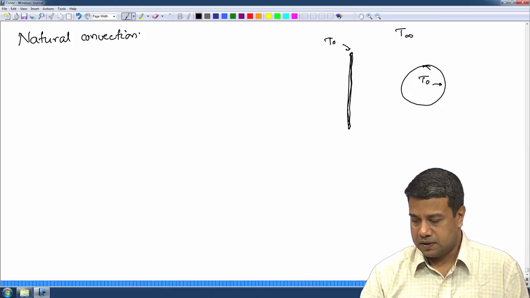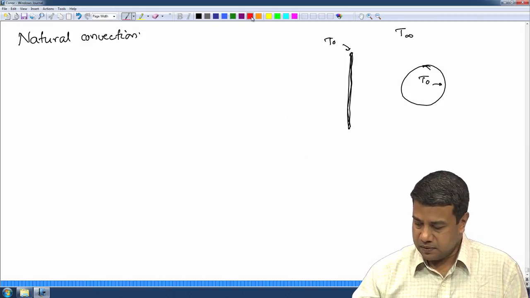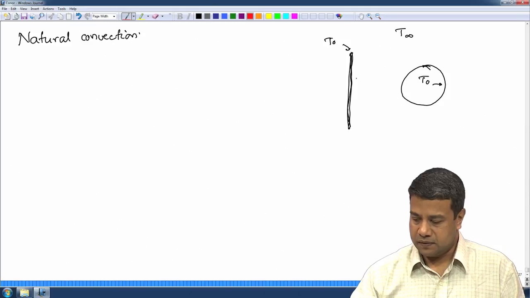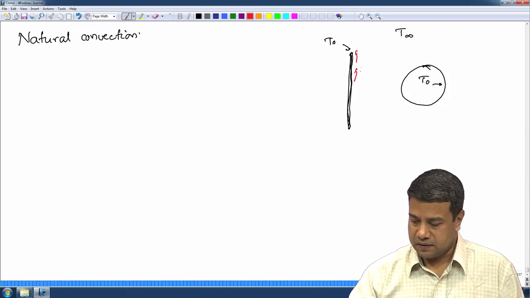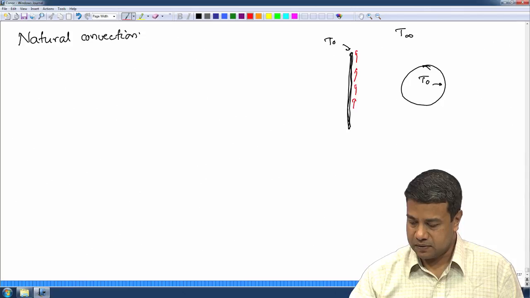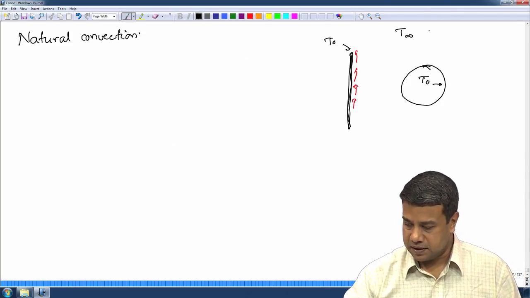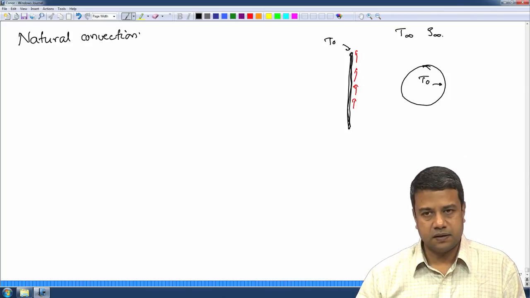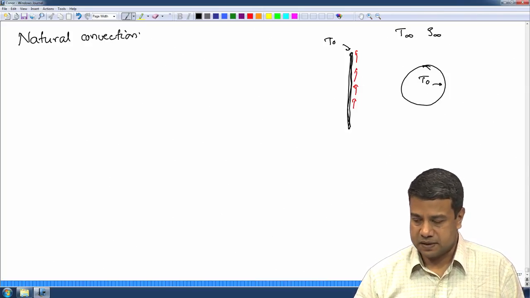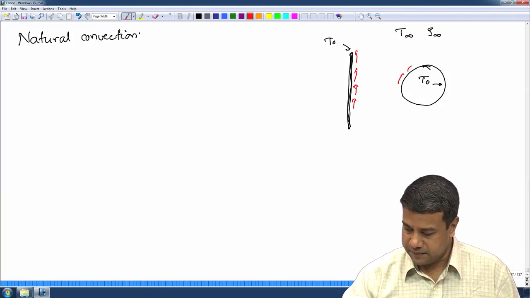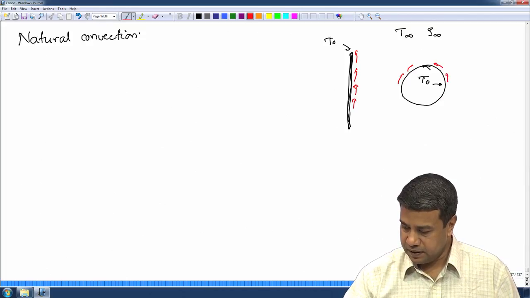So, the fluid that comes into contact with this object is going to get heated up. Hot fluid has a lower density. Therefore, due to the gravitational force, the hot fluid has to flow upwards because it has a low density compared to the ambient fluid. Let us say that the ambient fluid has density rho infinity, a constant density far from the surface. The hot fluid close to the surface has a different density, and due to that it is going to flow upwards.